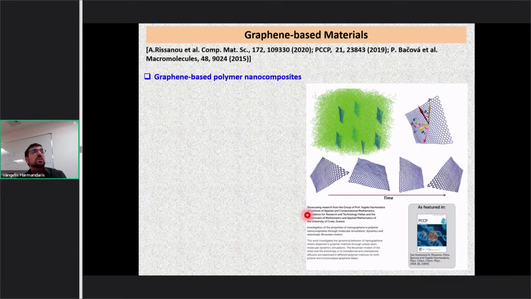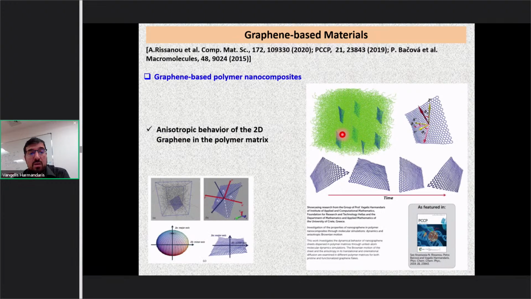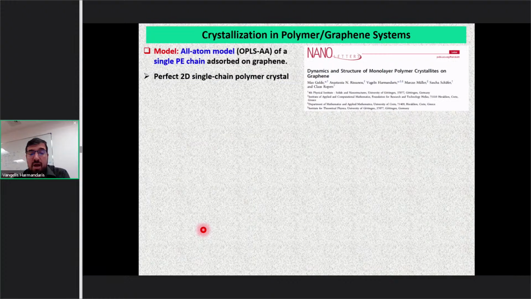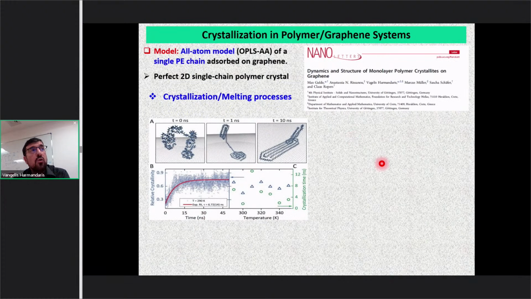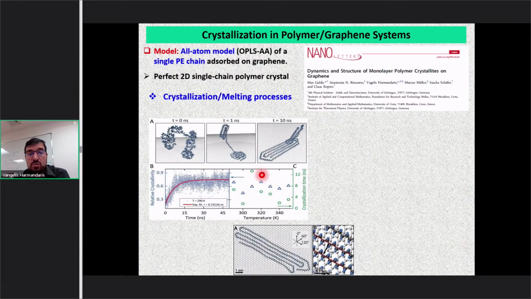And other applications are related with graphene-based materials, as I said in the introduction, for example graphene-based nanocomposites, extremely important. The main challenge here is to describe the anisotropic behavior, because graphene is an almost 2D material. This anisotropic behavior determines the properties of these materials. And not only that, but this also affects important phenomena such as crystallization and melting. Here you see a crystalline polymer chain and the crystallization process, the formation of a perfect crystal on the surface.